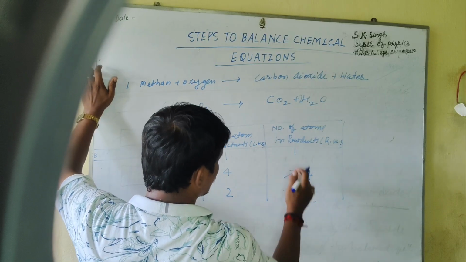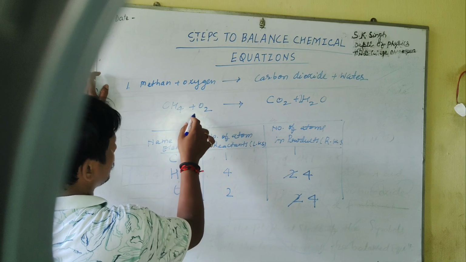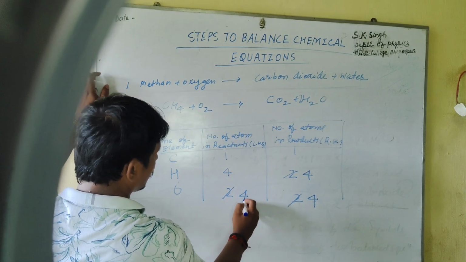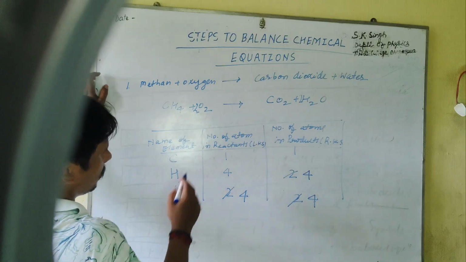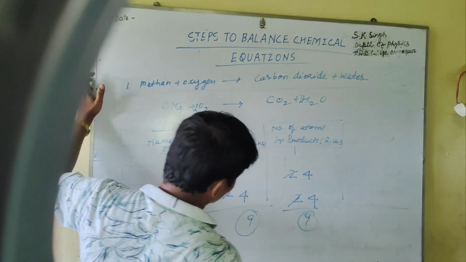Our number of oxygen is 2. We can write here 4. After that you see there are 2 oxygen, so we balance it and we write it. The number of atoms is 9 and the number of atoms is 9.